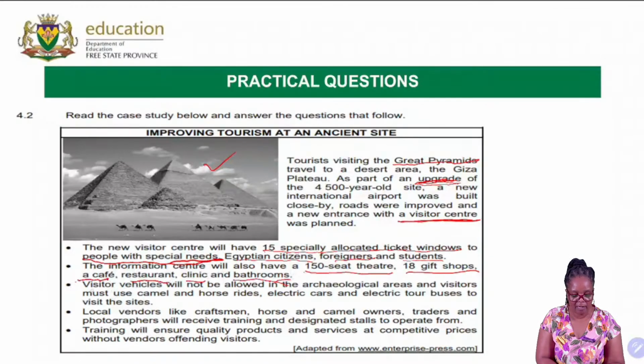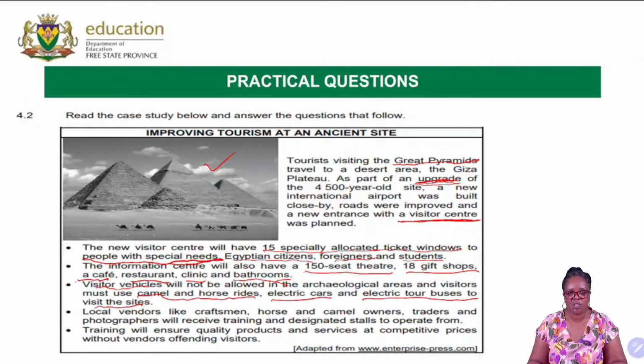Visitor vehicles will not be allowed in the archaeological areas. That is a fact. The fact there you have to underline. The visitors' vehicles will not be allowed. And visitors must use what? Camel and horse ride, electric cars and electric tour buses to visit the site.